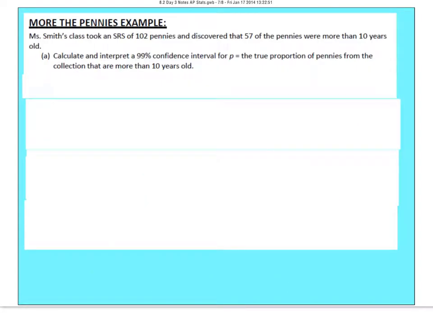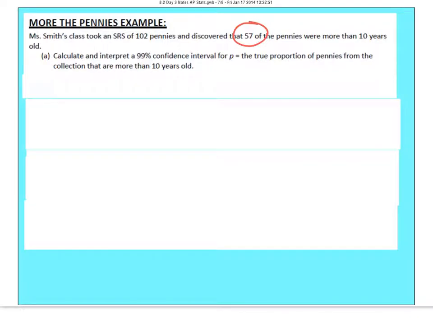So let's go back to Mrs. Smith's class and the SRS they took of 102 pennies. Remember, they found that 57 of those pennies were more than 10 years old. So let's calculate and interpret a 99% confidence interval for them. And we're going to say p is the true proportion of pennies from the collection that are more than that.